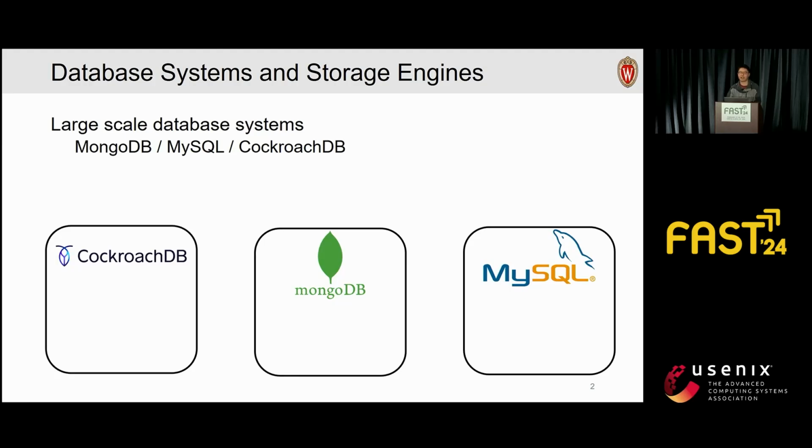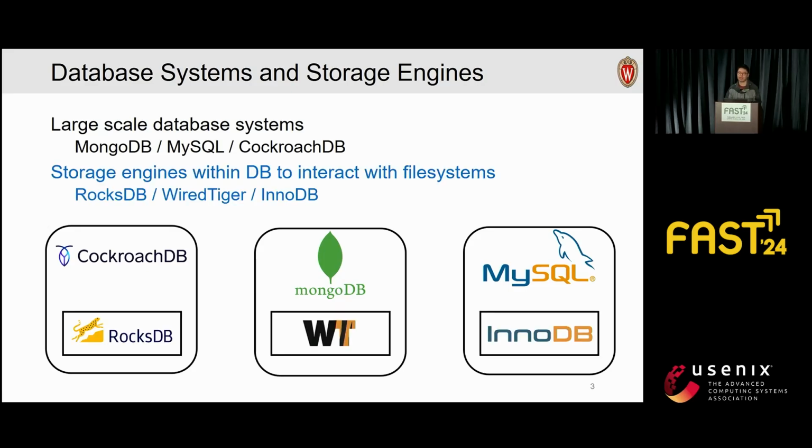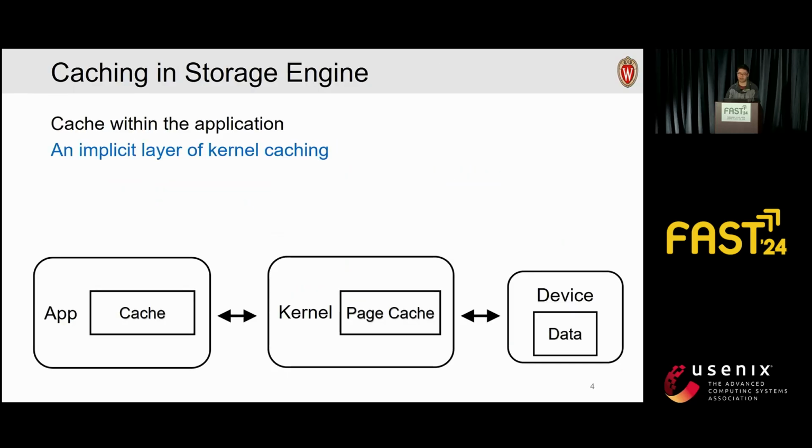Today, large-scale database systems like RocksDB, MongoDB, and MySQL are widely used. They are embedded with storage engines like RocksDB and WiredTiger to interact with the underlying file systems. For performance purposes, storage engine applications use data caching. Implicitly, there is another layer of kernel caching, that is the page cache.